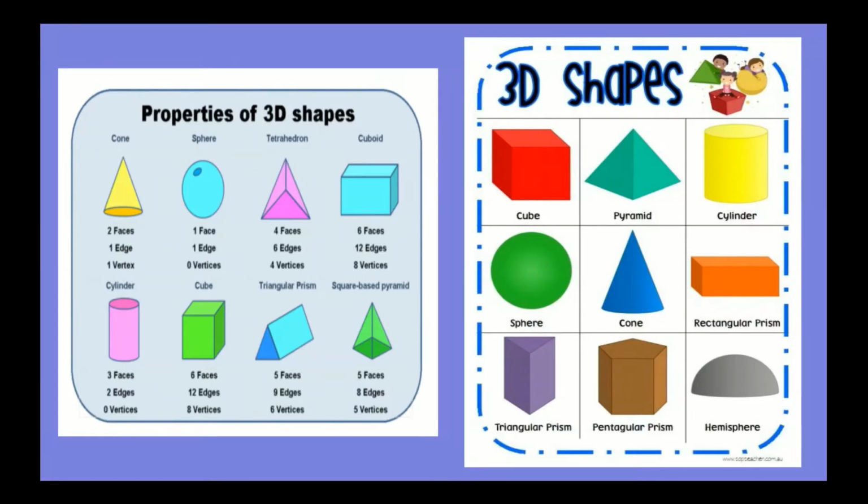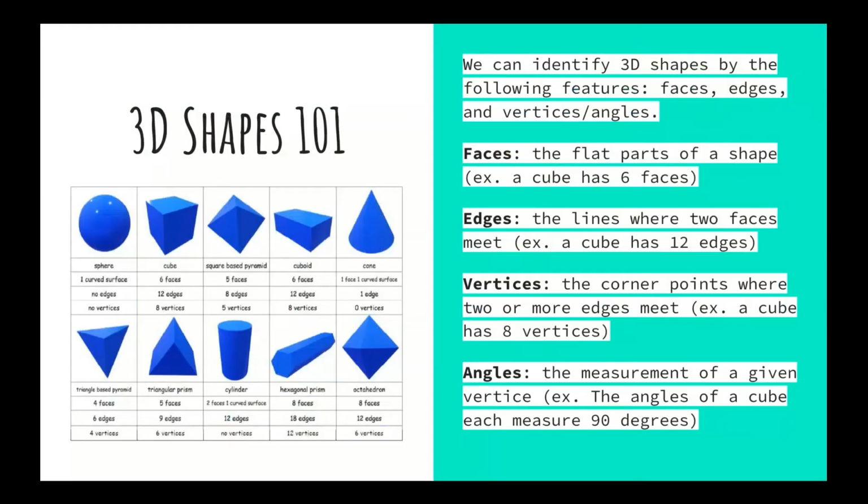So these are just more examples of 3D shapes. And then there's also a nice little diagram that lists some of the properties of 3D shapes. So let's go over what those are. Much like two-dimensional shapes, we can identify 3D shapes by the following features: faces, edges, and vertices and angles. So 2D and 3D shapes share faces and vertices. What makes 3D shapes different is edges.